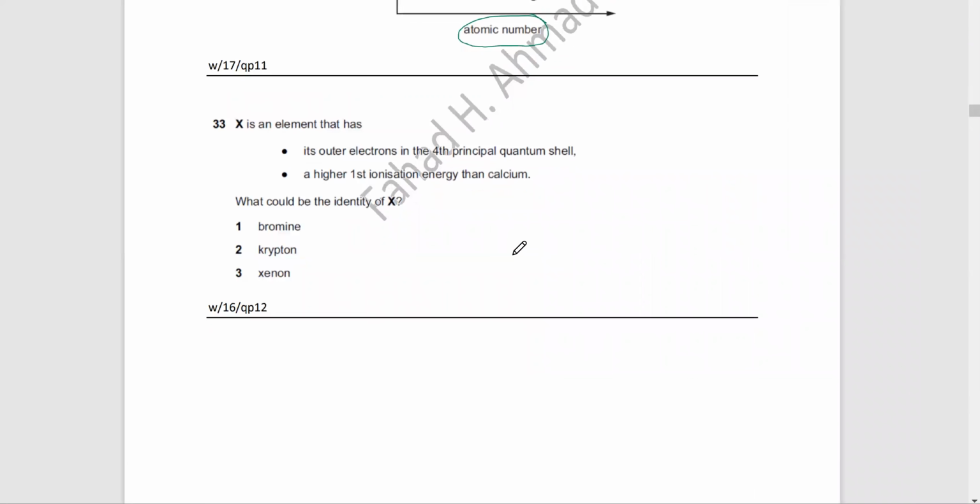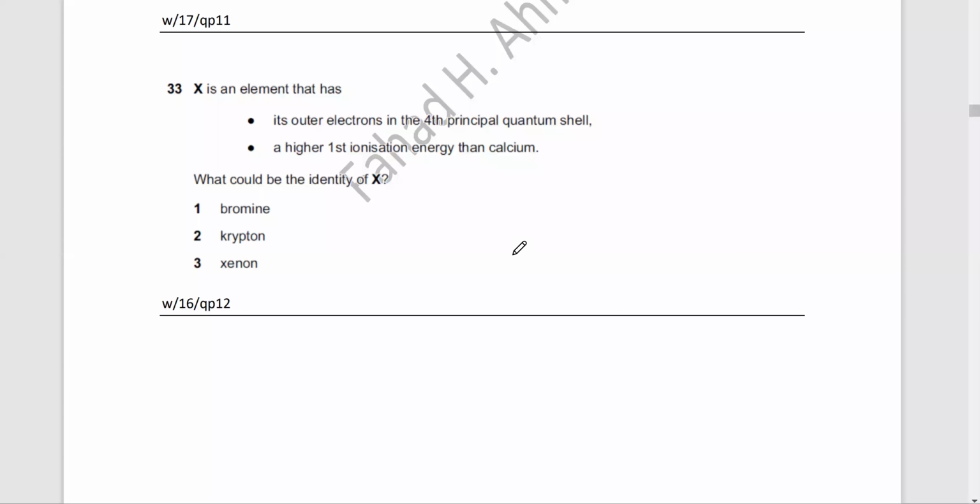Now, the next question is that X is an element that has its outer electrons in the fourth principal quantum shell. That means the fourth period. The period number is the shell number. And it has a higher first ionization energy than calcium. He's just saying that it has a higher ionization energy than calcium. So it has to be in the fourth period.